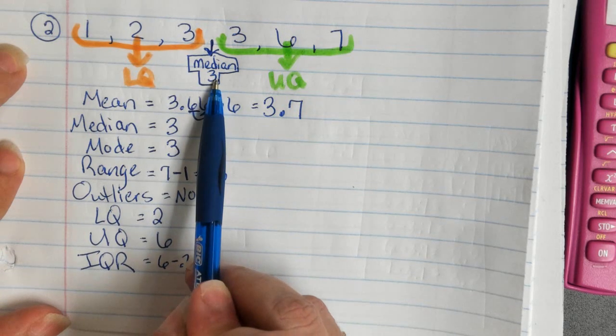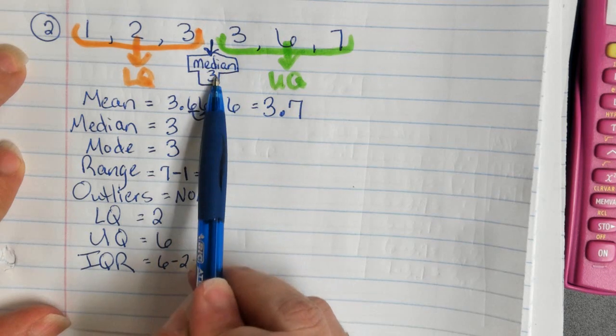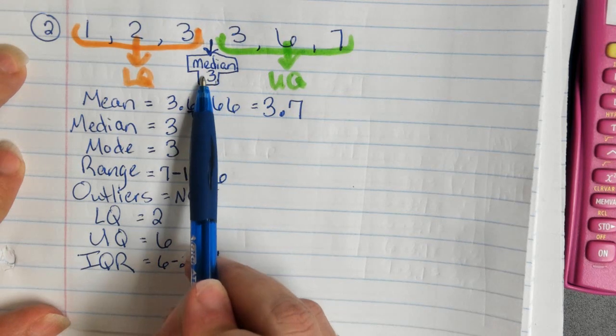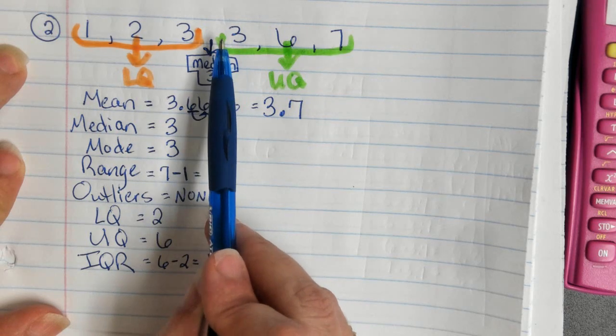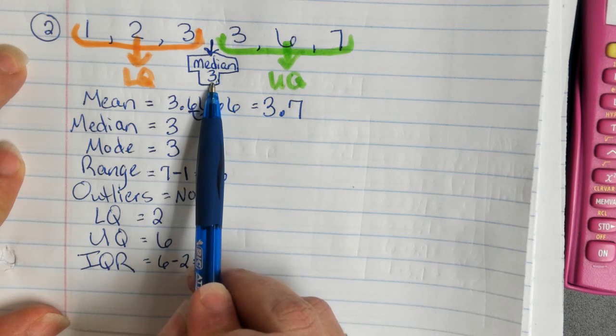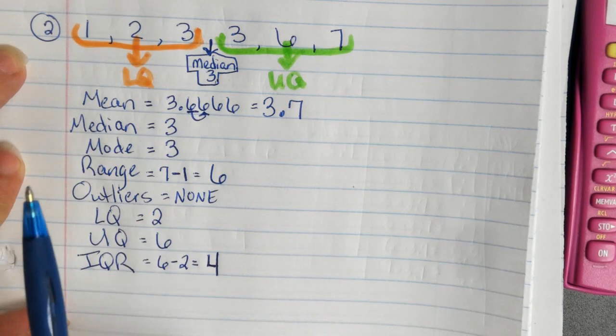Nope, that's the median. The median is this plus this divided by 2. So it's a different 3. So if you use them to create a new number, which just happens to be the same number, use them to make that LQ.